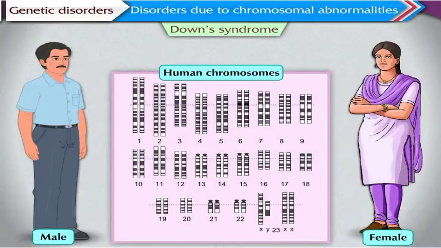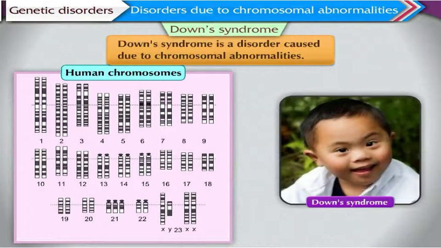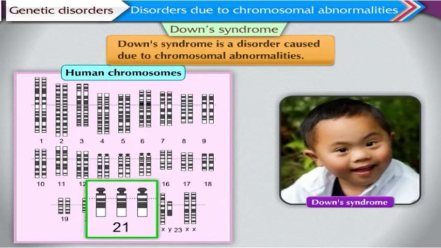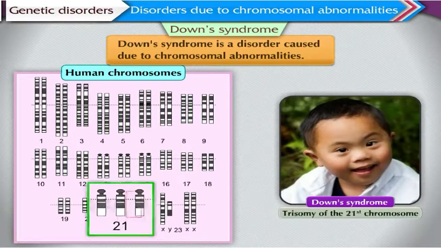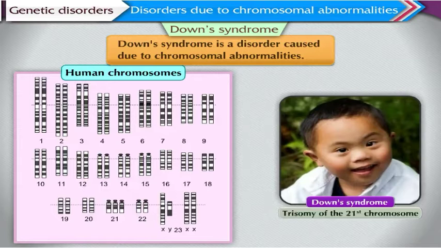Down syndrome. Down syndrome is a disorder caused due to chromosomal abnormalities. This is the first chromosomal abnormality found and described in human beings. This disorder is characterized by the presence of 47 chromosomes. It is also called trisomy of the 21st chromosome because in this abnormality, the body cells of the infant have an additional chromosome along with the 21st chromosomal pair. Thus, the number of chromosomes in such an infant is 47 instead of 46.